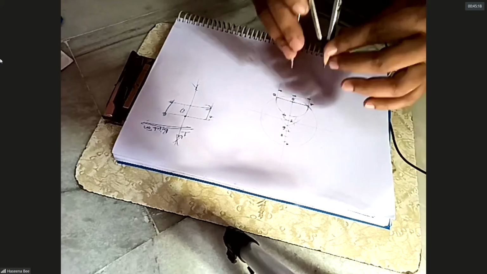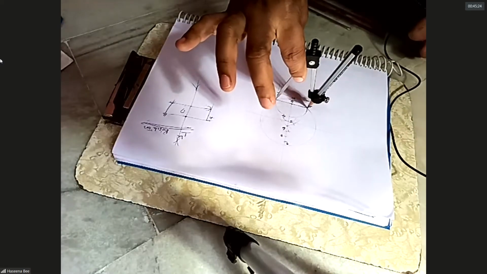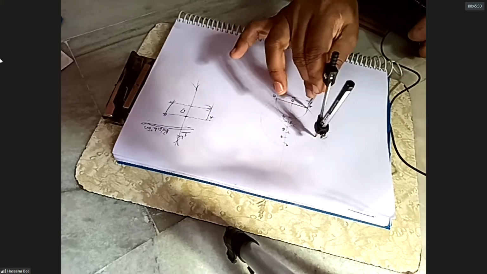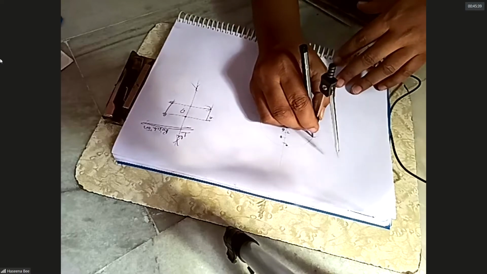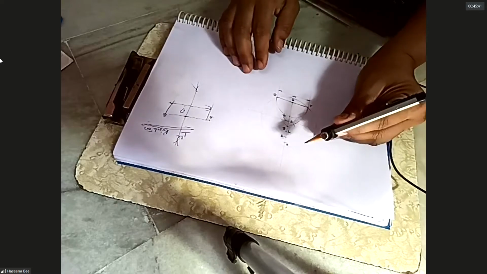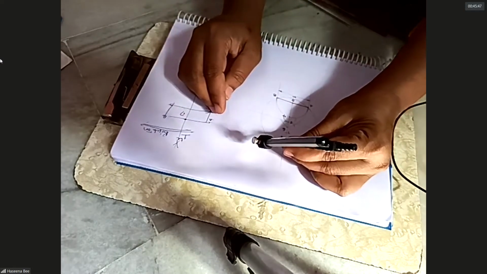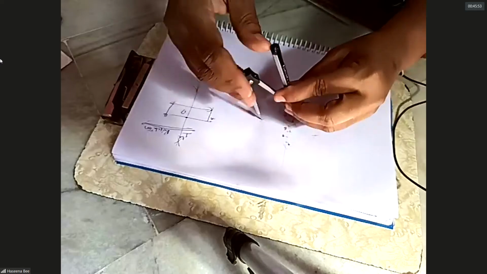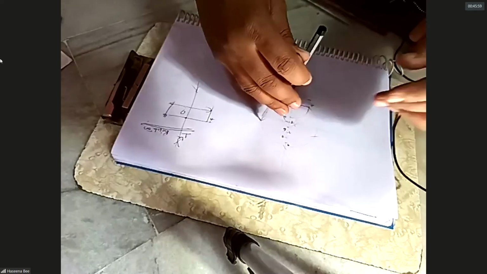After this, just take the radius of your side of the pentagon, AB, which is equal to 40. Now A as center, just cut an arc on the semicircle. Next point, from this intersection point on the circumference of the circle, take this as center and cut an arc. Next, this as center, cut an arc. Now exactly it will be intersecting here, the last side. That is the point B.